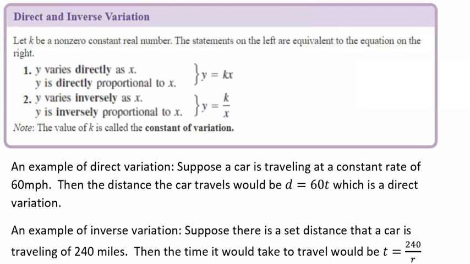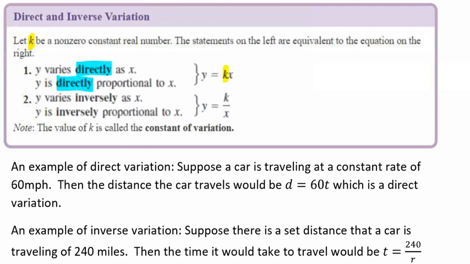In this video, we're going to be talking about direct and inverse variation. So we're going to let k be a non-zero constant real number. The statements on the left are equivalent to the equations on the right. Here we have y varying directly as x, or y is directly proportional to x. And in this situation, we're going to notice that we have k being multiplied by our x.